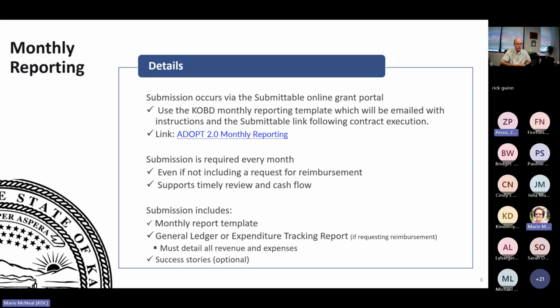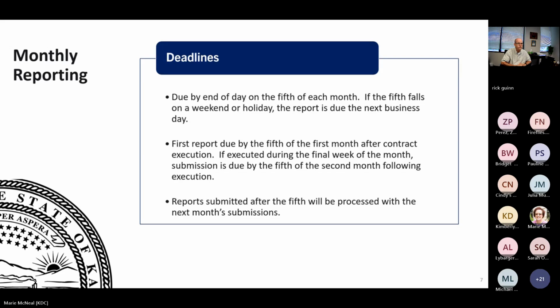Move to the next slide, Marie. Deadlines: once again, the reports are due on the 5th of each month, but if the 5th falls on a weekend or a holiday, then you'll report on the next business day. The first report won't be due until the 5th of the first month after the contract execution. So in this case, it won't be due until October the 5th.